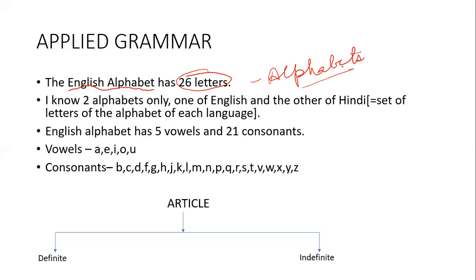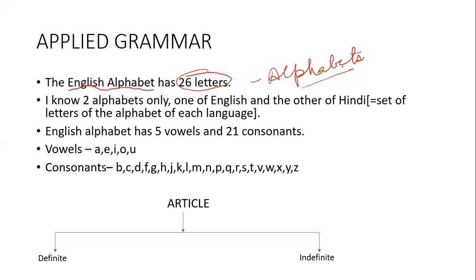This means that you know all the set of letters of the alphabet of each language. Hindi has a separate alphabet, English has a separate alphabet. But because we are talking of two languages, it's plural, so we say alphabets, two alphabets. But when you talk of one language in particular, it's the alphabet of that particular language. There can be many other alphabets, and there can be many letters in any particular alphabet.